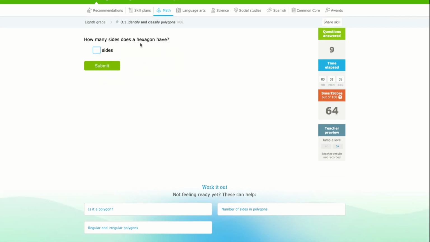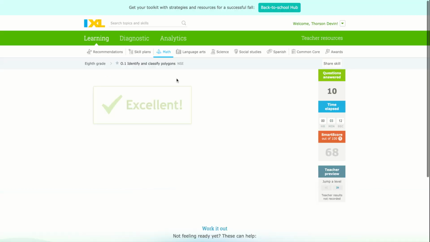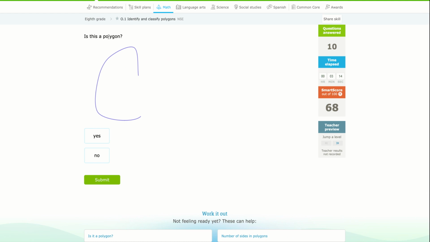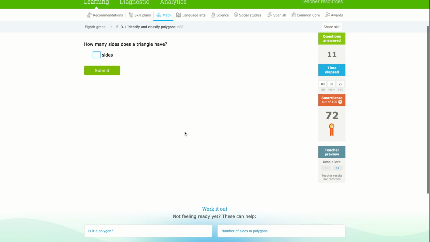How many sides does a hexagon have? Again, if you need to look it up, by all means do so. I believe a hexagon is 6 sides. Let's see if I'm right. I am. Very good. Is this a polygon? First of all, there cannot be curves, and it's open. There's not an enclosed area, it's open. So this is definitely not a polygon. Too many curves, can't have any curves at all.